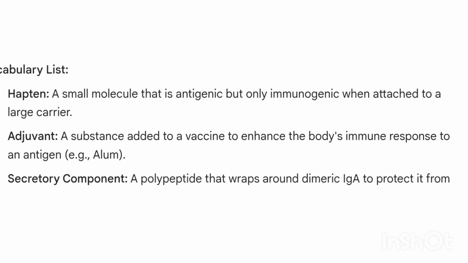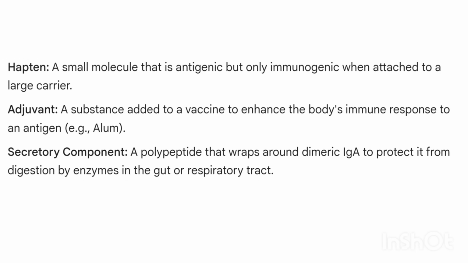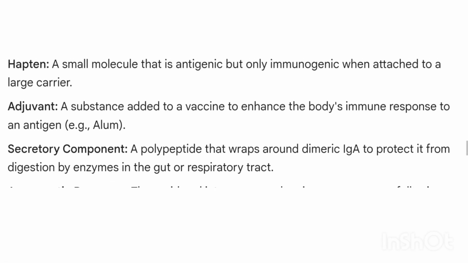Then secretory component. This is a polypeptide that wraps around dimeric IgA. Secretory components are seen in IgA. These are polypeptides that wrap around dimeric IgA to protect it from digestion by enzymes in the gut or respiratory tract.